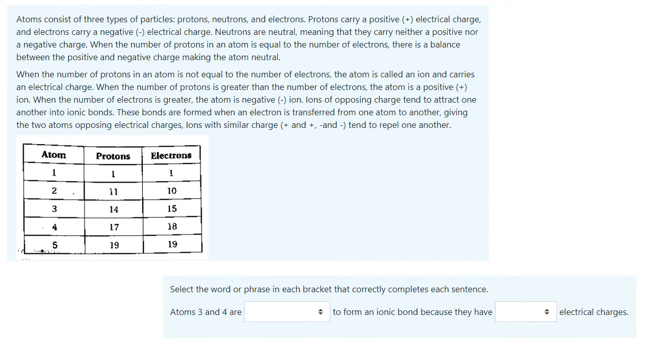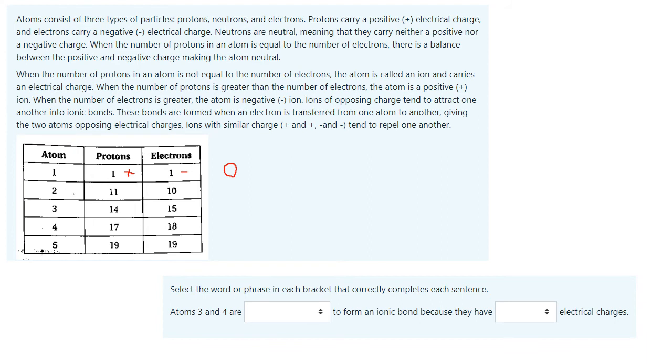So we can see number 1. There is 1 positive proton, there is 1 negative electron, so there is a balance. Plus 1 minus 1 gives us 0. When the number of protons is not equal to the number of electrons, the atom is called an ion and it has an electrical charge. It's an ion because it either gained or it lost electrons.